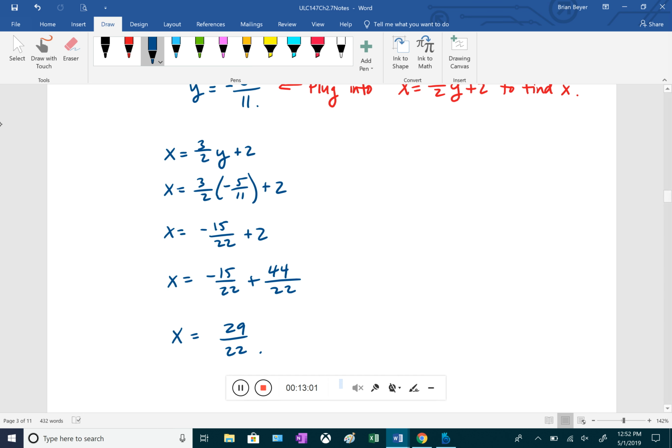So those are our two answers. The x coordinate is 29 over 22, and the y coordinate is negative 5 over 11.